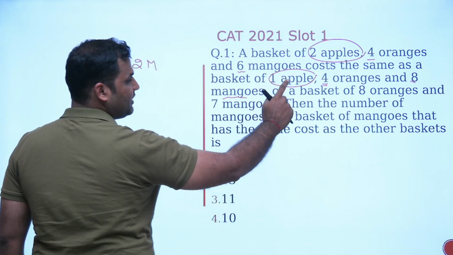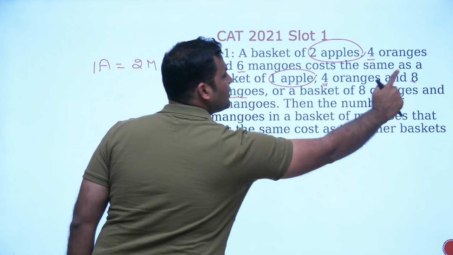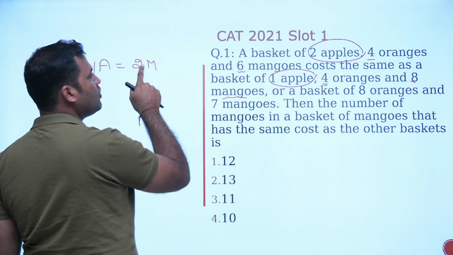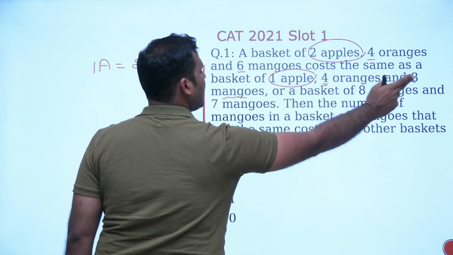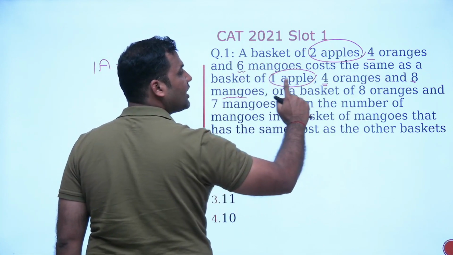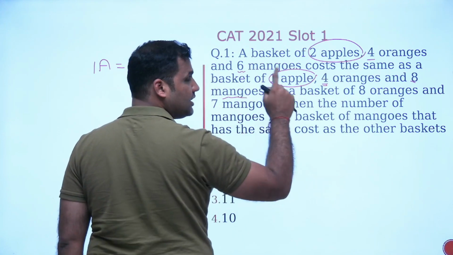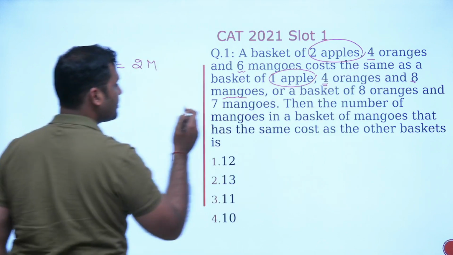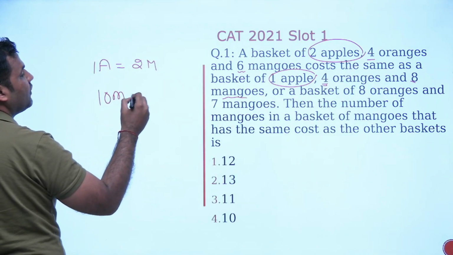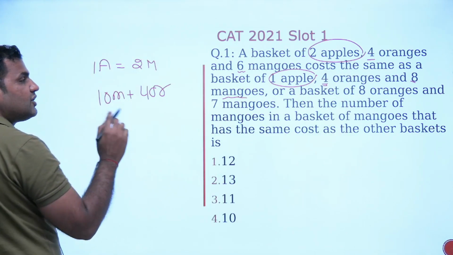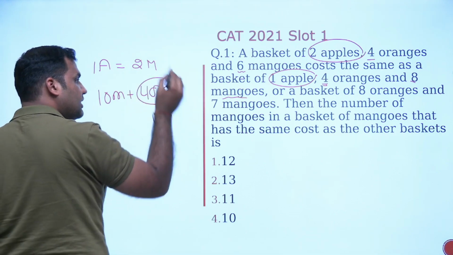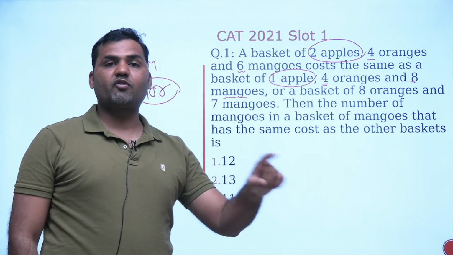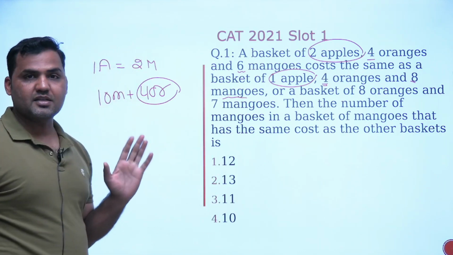Now, if 1 apple is same as 2 mangoes, then you see that in this whole basket, 1 apple is equivalent to 2 mangoes, 4 oranges and 8 mangoes. That means the amount of money I'm spending on these baskets will give me 1 apple. That means 2 mangoes plus 8 mangoes, 10 mangoes plus 4 oranges. Now if I get to know कि एक orange कितने mangoes के equal है, 1 orange में कितने number of mangoes मुझे मिल जाएंगे, I will get my answer, guys.